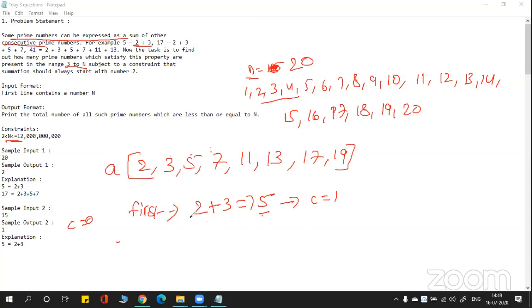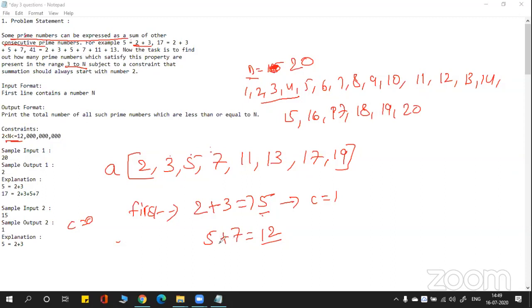Yes, and one more thing, we'll come to that point also. Next, what will I do? Now I got my sum as 5. Next I want consecutive numbers, right? So I'll take the next consecutive number. What is the next consecutive number? 7. So 5 plus 7 is 12. Is it a prime number?